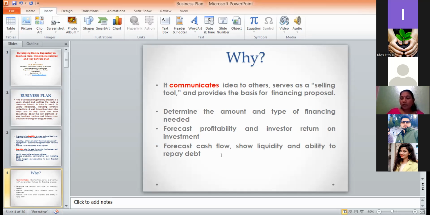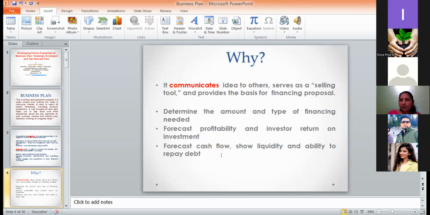Forecasting cash flow shows liquidity and ability to repay. So how creditworthy is your company? The creditworthiness of the company can be judged only based on the forecasted cash flow, which will help you to check for any deviations. So budgeting is very important. As per this, budget is also a kind of tool. So this is the important concept.